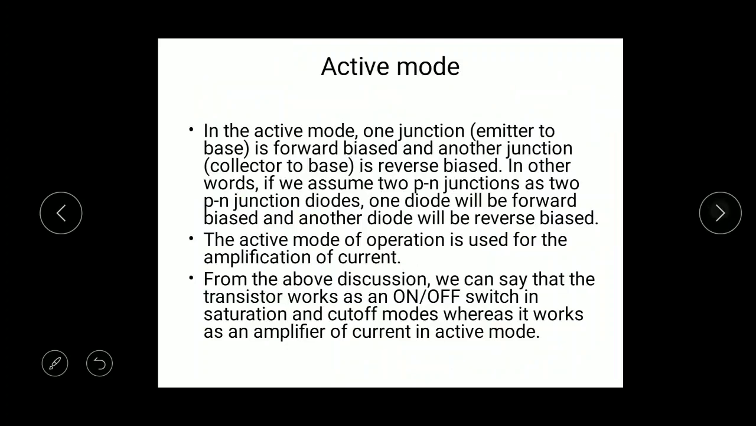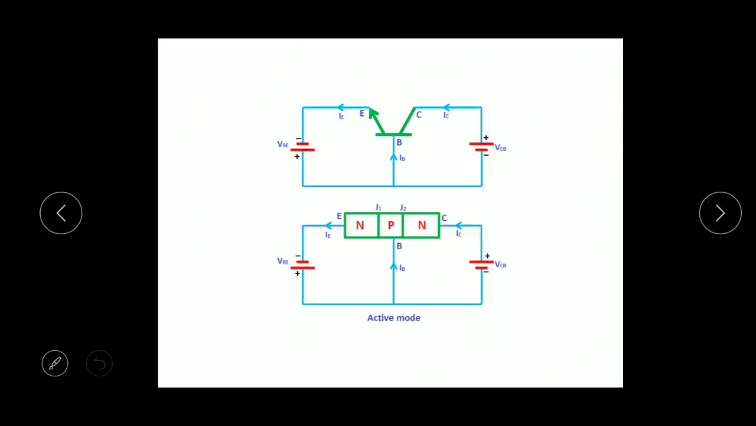Next let us see another mode, active mode, with the same NPN transistor. Active mode means the transistor acts as a good amplifier as well as a good switch. In active mode, the N region consists of negatively charged ions, the P region consists of positively charged ions, and the other N region consists of negatively charged ions. Let us bias through these terminals.